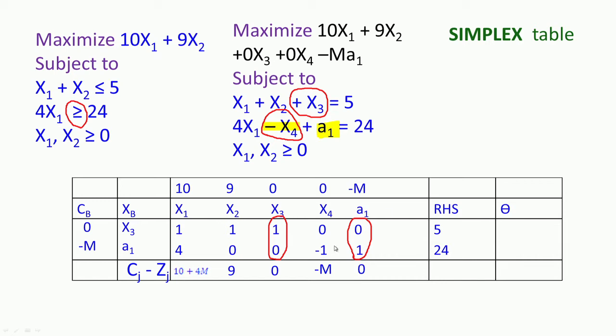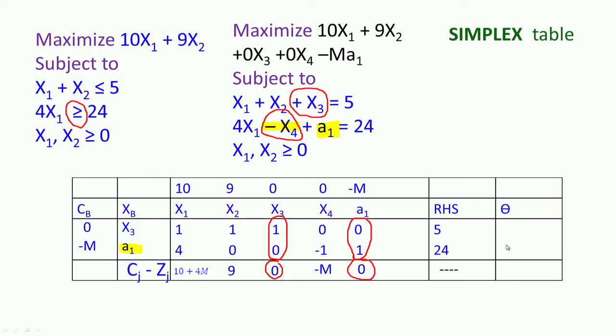Once again, you can observe that the two basic variables x3 and a1 will have Cj minus Zj values as 0. The value of the objective function will be 0 into 5 plus minus m into 24, but since an artificial variable is in the solution, we do not write the value of the objective function. Instead, we keep this value as dash.